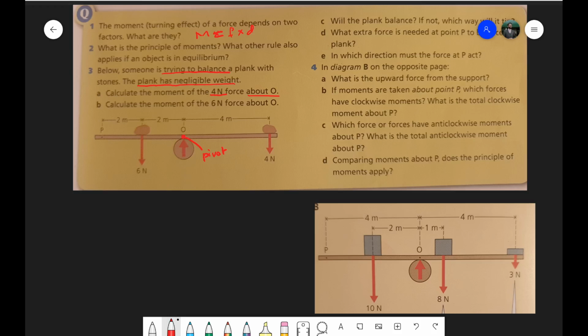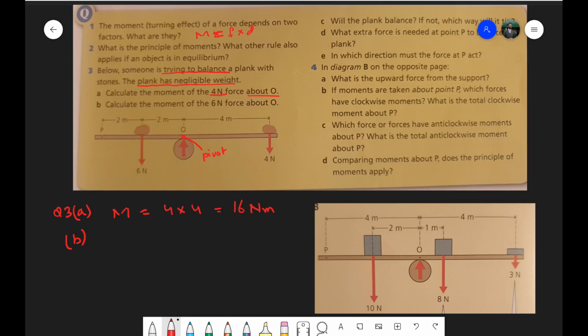And for part A of question 3, we are just required to calculate the moment of 4 Newton force about the point O. So this is the 4 Newton force, and it's 4 meters away from the pivot. So that will be just force into distance, 4 into 4, and that should give us 16 Newton meters.